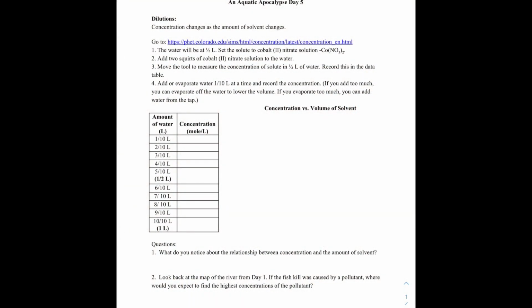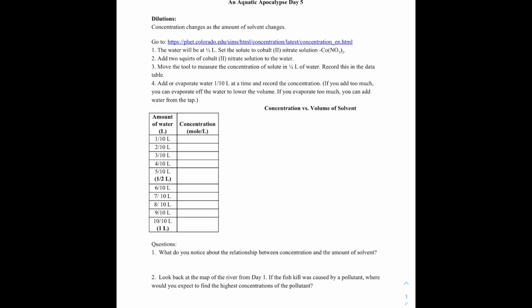Okay, here we are again, day 5. We're still talking about this contamination that caused the fish kill. And in day 5's lesson, we're actually doing a little review of what we talked about last week, which is nice. We get a day to actually practice what we had learned.